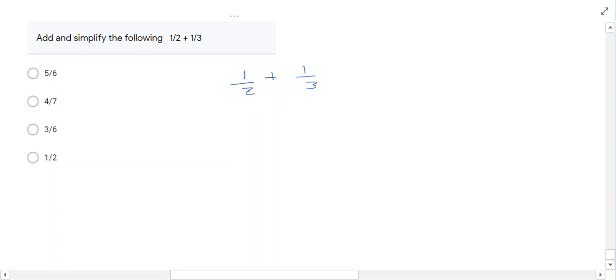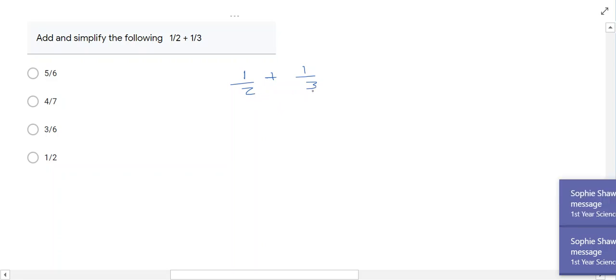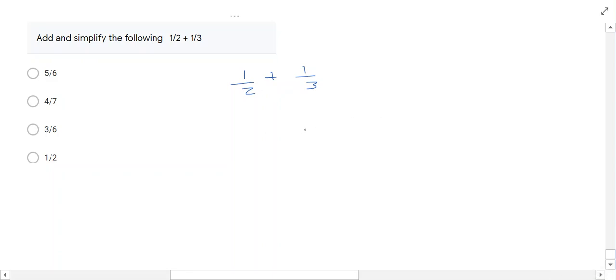Okay, so if we take a half, what we're going to have to do is find the lowest common denominator. So if we think about the lowest common denominator, it's going to be 6. So what we can do is, let's do it down here a little bit.